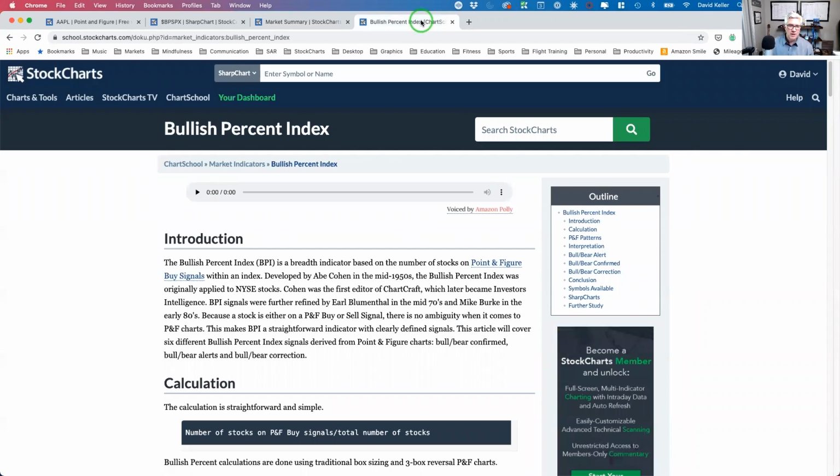If you want to learn more about the Bullish Percent Index and point and figure charting as well, on StockCharts.com at the very top, go to charts and tools and look at our help pages, actually search, sorry, this little magnifying glass in the upper right might be an easier way to get to it. Just type Bullish Percent Index. You'll get to this article, which explains the background of how Abe Cohen designed this breadth indicator based on point and figure charts. A little more examples on how to interpret some of the signals. But that is the Bullish Percent Index and how it is less constructive than you may think about the S&P 500 right now.